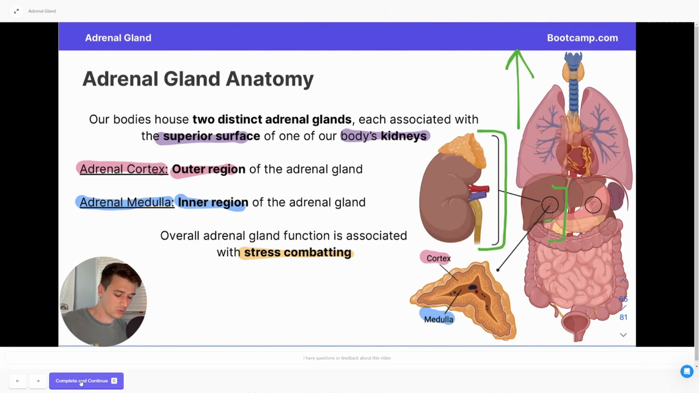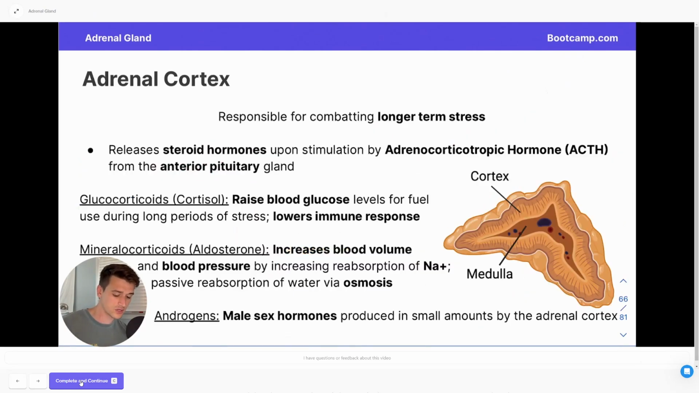Now, how exactly both the cortex and the medulla go about this is something we're going to dig deeper into as we move along in the video, but I want you to keep this general idea in the back of your mind as we move forward. All right, so let's start differentiating between the cortex and the medulla in a little bit more depth. We're going to begin this conversation by talking about the adrenal cortex.